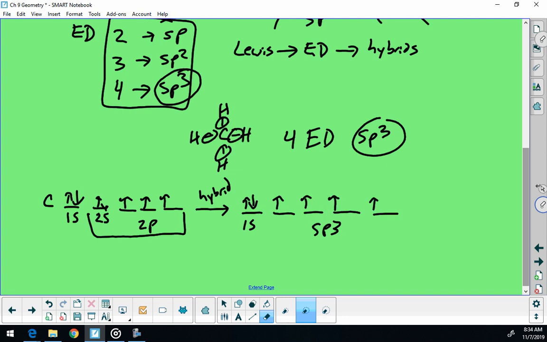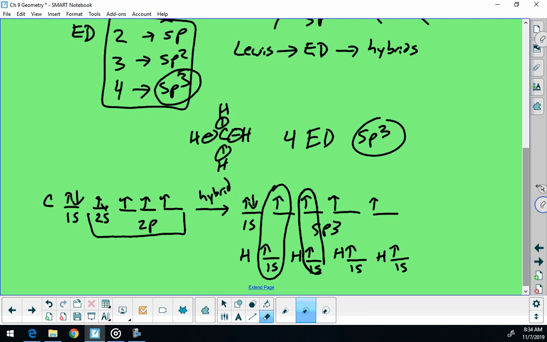And now we can lay down my hydrogens. There's my 1s for a hydrogen. Here's another hydrogen, 1s. And here's a hydrogen, 1s. And here's a hydrogen, 1s, right? And then what would happen? This 1s and a hydrogen would overlap in sp3. Each 1s and hydrogen overlap in sp3. Good. So that's how this would work.